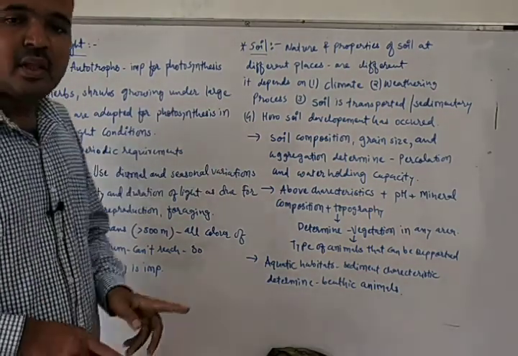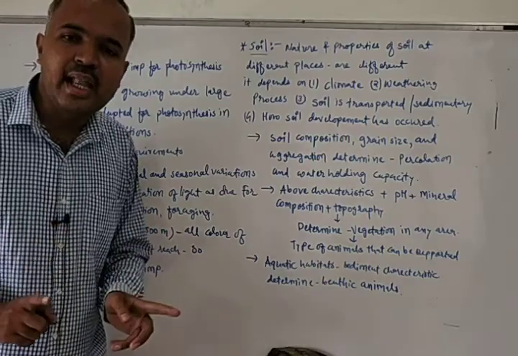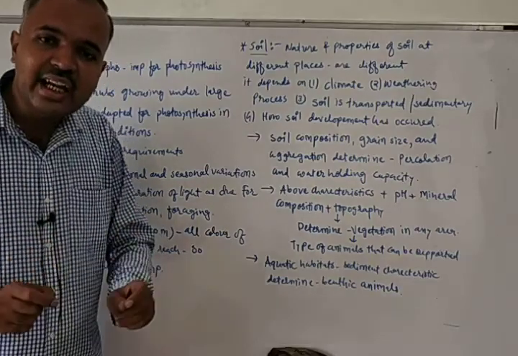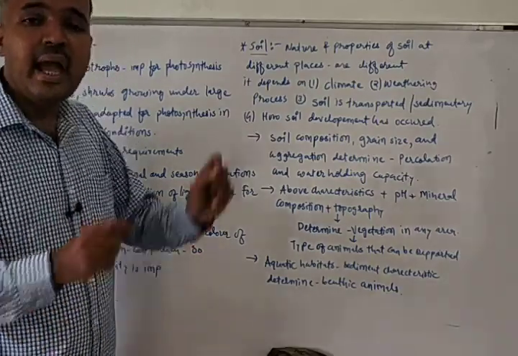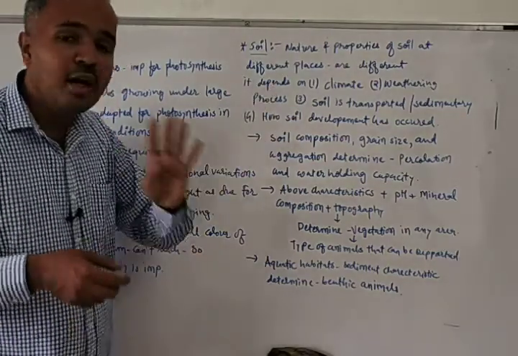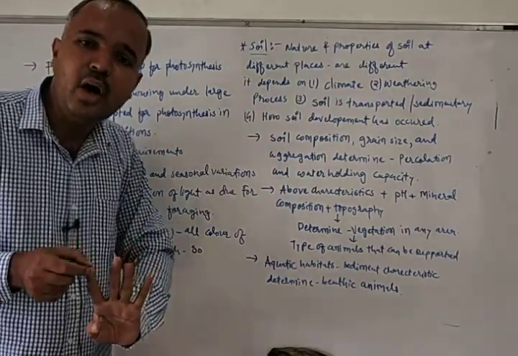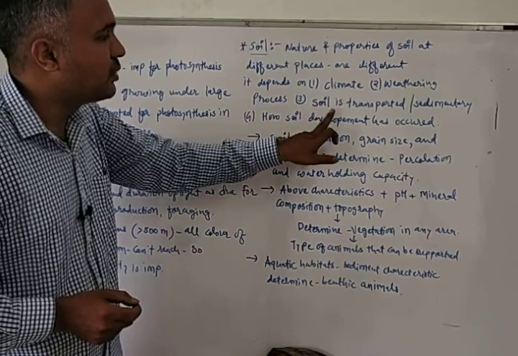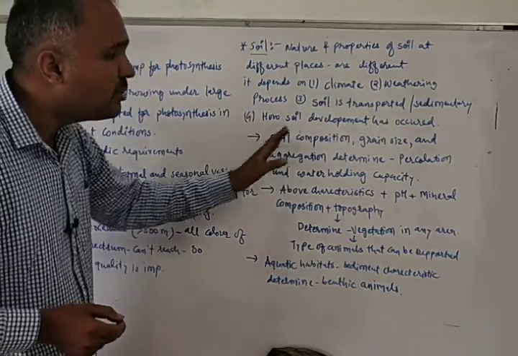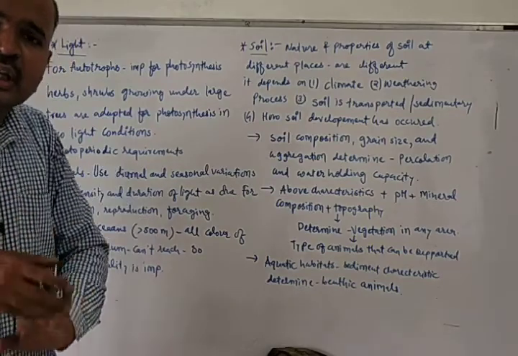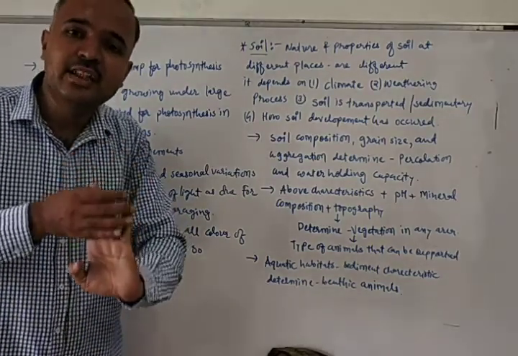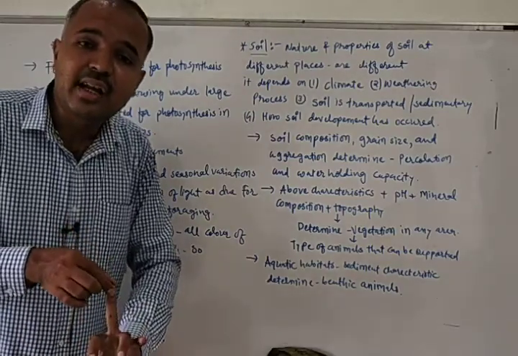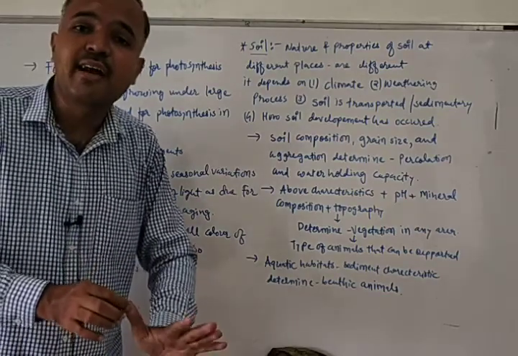Let's talk about soil. We all know that the nature and property of soil vary greatly at different habitats, and they depend on 4 factors. They are climate, weathering process, whether the soil is transported or sedimentary, and how the soil development has occurred.